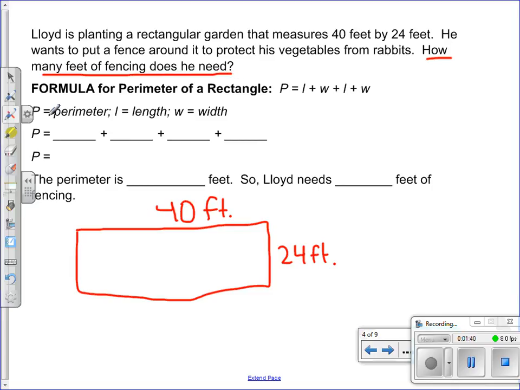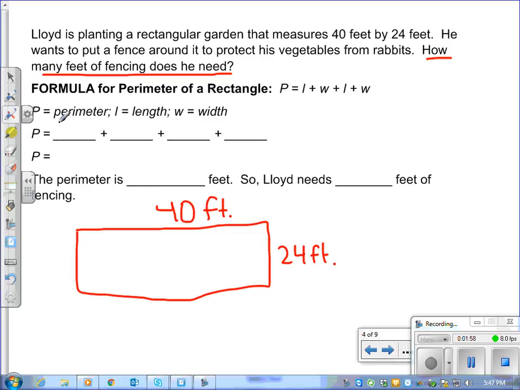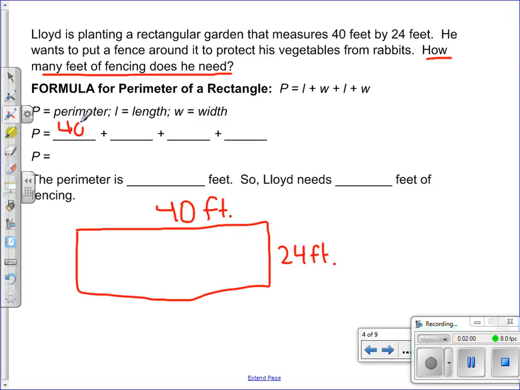So a formula for perimeter of a rectangle is we can take the length plus the width plus the length plus the width. Basically, we're walking around the rectangle and we're adding up the numbers we come to. So if we do that, we are doing 40 plus 24 plus 40 plus 24. And all we have to do is add that up to find our perimeter.